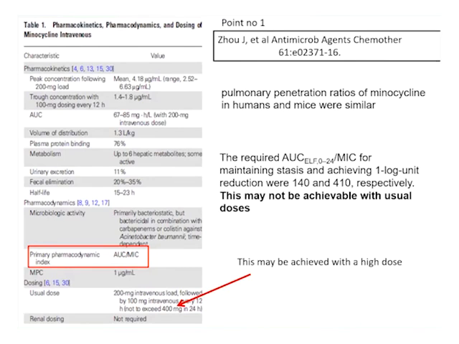And since the penetration ratios of humans and mice are kind of similar, I think this might be the case even in human beings. Probably to get to the AUC by MIC of 410, we probably require a higher dose of minocycline. So that is why the package insert actually says 400 milligrams is not to be exceeded. So we may achieve around 400 milligrams is what it looks like in these cases.